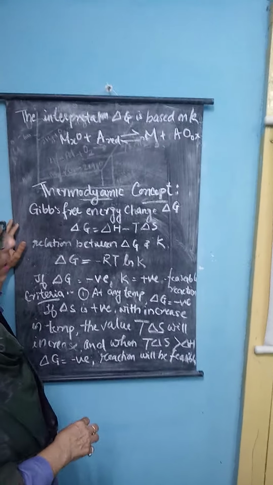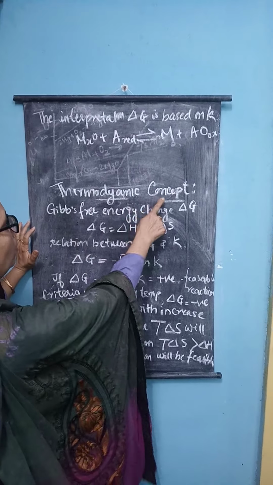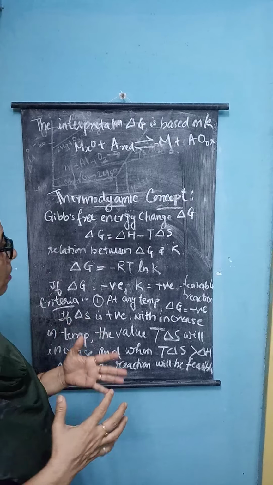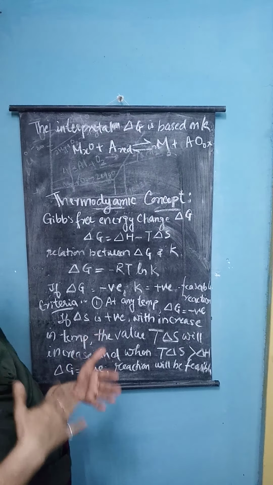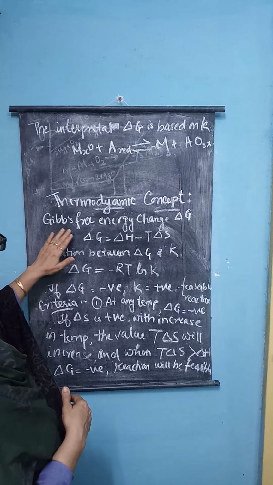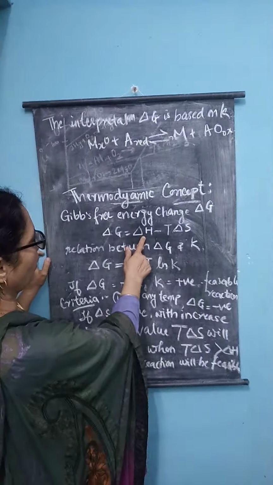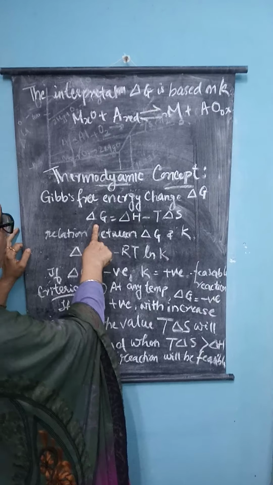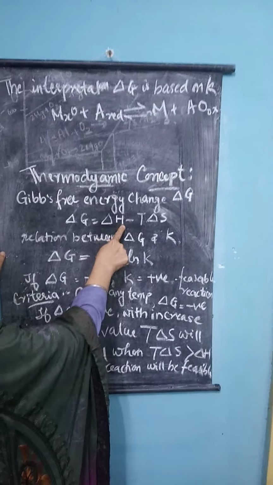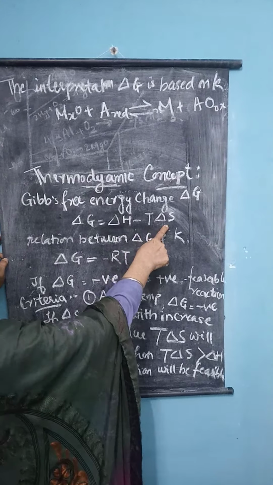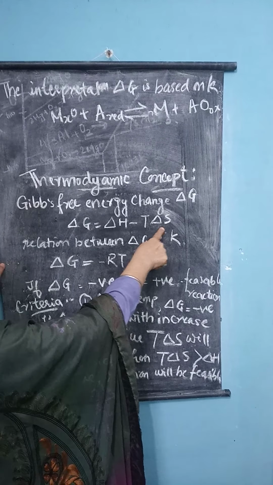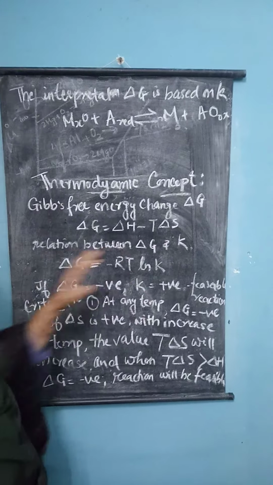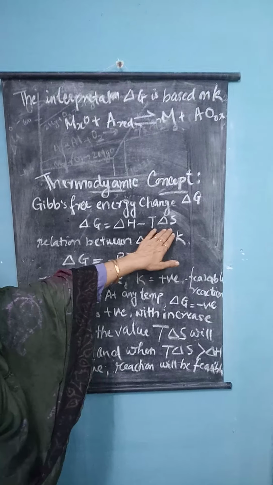Yes, children. Now in this we are going to study the thermodynamic concept of taking out metals from their oxides. Gibbs free energy is ΔG = ΔH − TΔS. ΔG indicates Gibbs free energy, ΔH is the change in enthalpy, T is absolute temperature, and ΔS is the change in entropy. Entropy, everyone knows what entropy is, it is randomness.